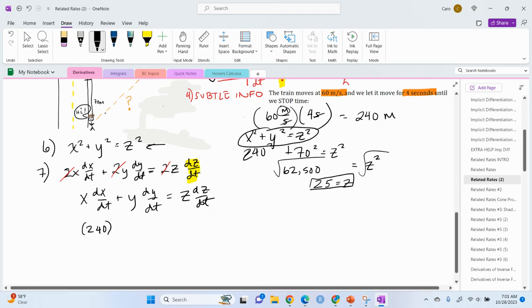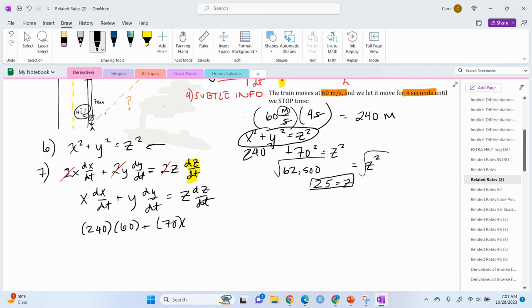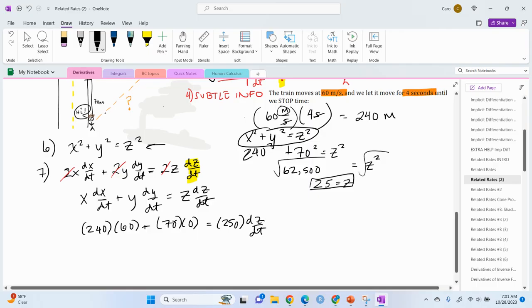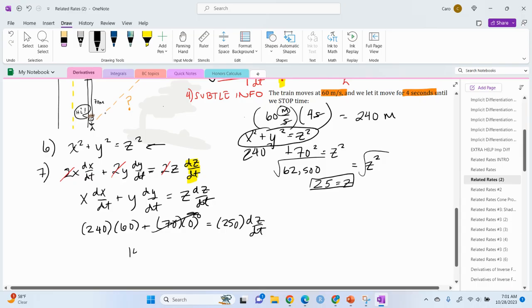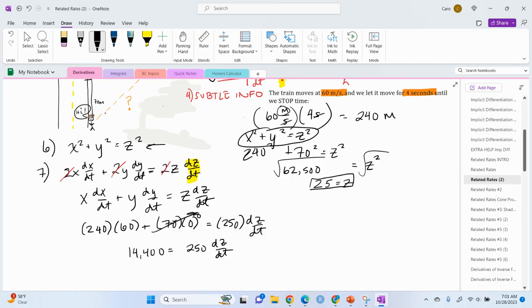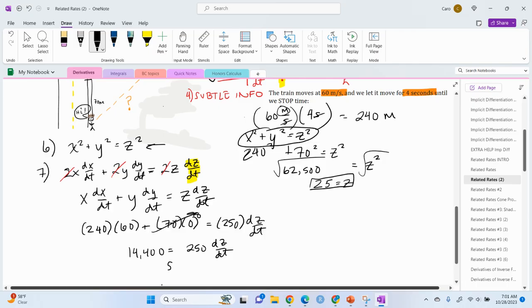X is 240, dx dt is 60, plus y is 70, dy dt is 0. Love whenever there's a 0 because that just zeroes out. And dz dt. Okay, so this is gone. I have 240 times 60. What is that? 14,400. So 14,400 equals 250 dz dt. And last thing, just divide by 250. And you get 57.6. So that's dz dt.